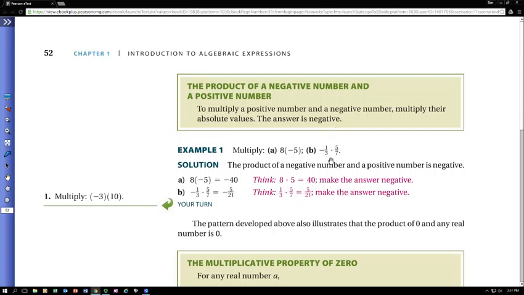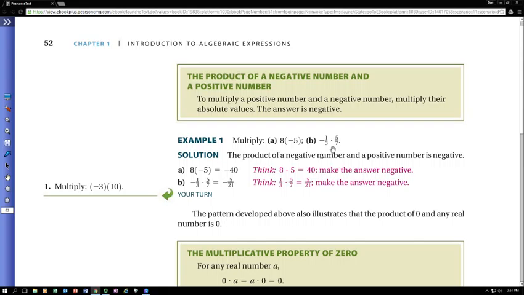Same thing here. I know I'm going to have a negative result. It's going to be a fraction, which I try to pre-simplify, but there are no common factors between the numerators and denominators, so it's just 1 times 5 over 3 times 7. So I get 5 over 21, and I know it's negative.